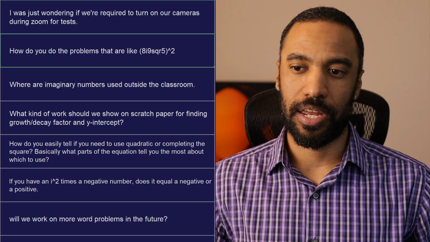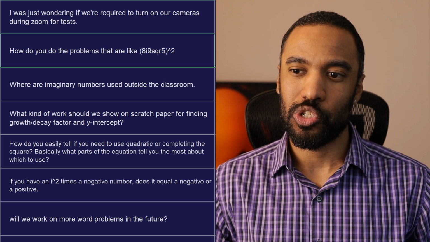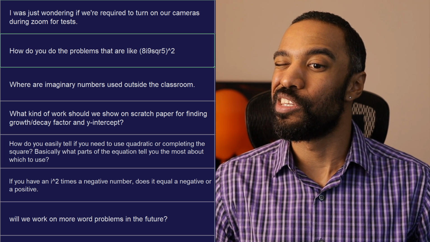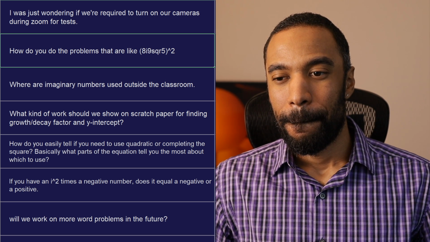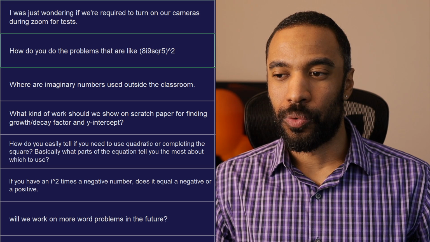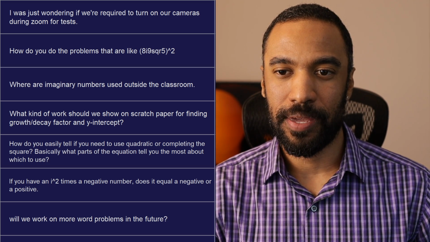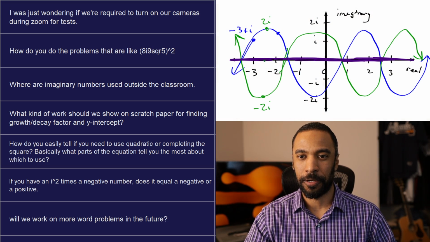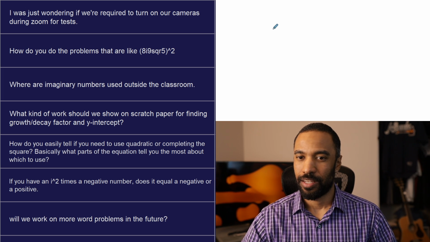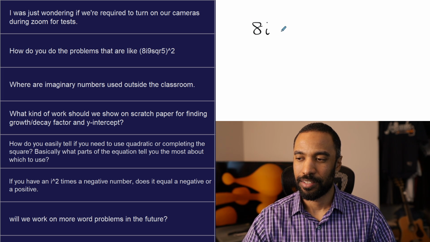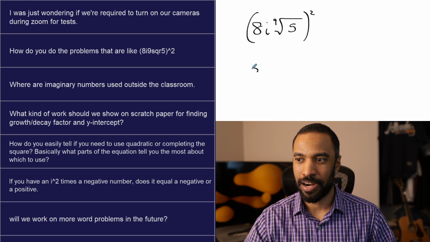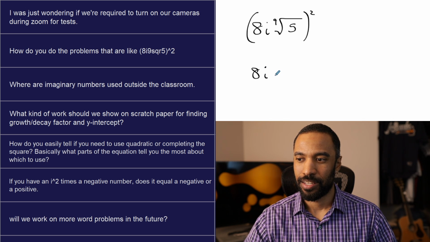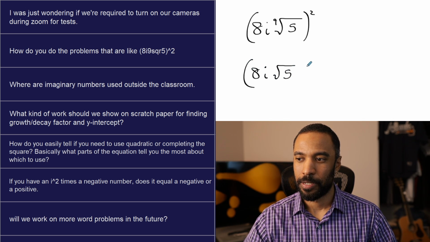All right, how do you do the problems that are like 8i 9 square 5 root squared? I assume that square 5 means square root of 5. So I don't know what the 9's doing there, unless you mean the 9th root. So I'm going to transcribe what you wrote here. 8i, you're either saying 8i times the 9th root of 5 squared, or maybe the 9 wasn't supposed to be there. So it's 8i times the square root of 5 squared.